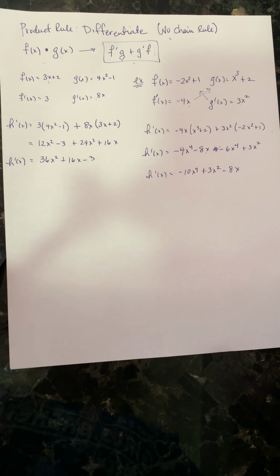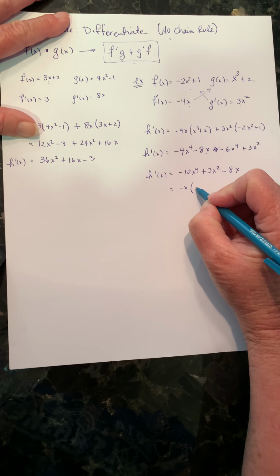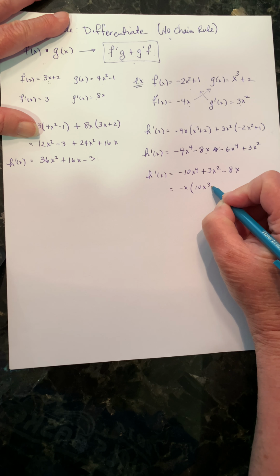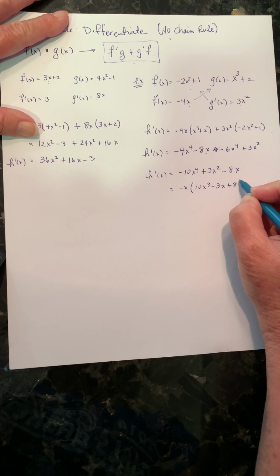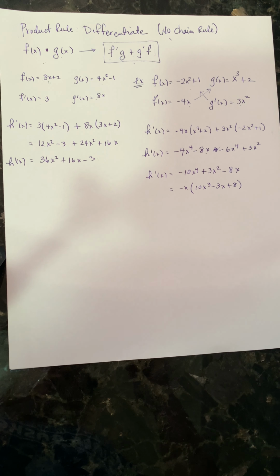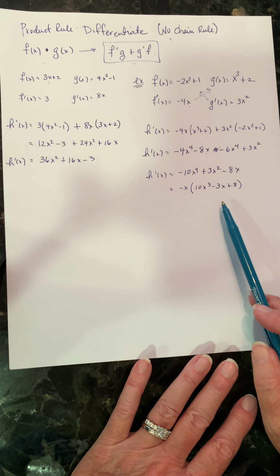So check that out. We could factor out an x and a negative x at that. This would give us 10x cubed minus 3x plus 8. And sometimes you're going to want to factor because you're going to be setting things equal to 0. You're going to be setting some of your derivatives equal to 0.